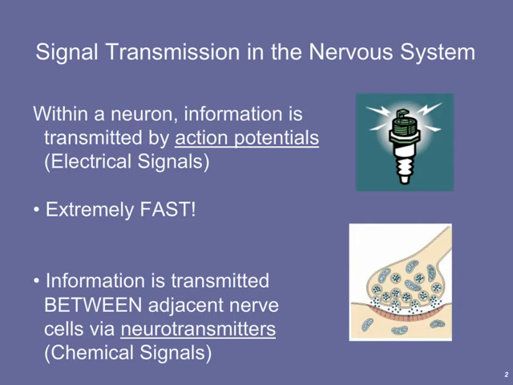On the other hand, information between neurons or between neurons and effector organs like muscles is exchanged via something called neurotransmitters. Now these are chemical signals that diffuse from one cell to the other, but because the distance is so very small, they happen almost instantaneously.